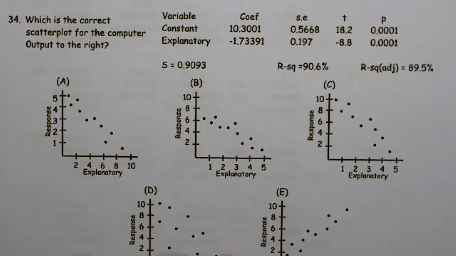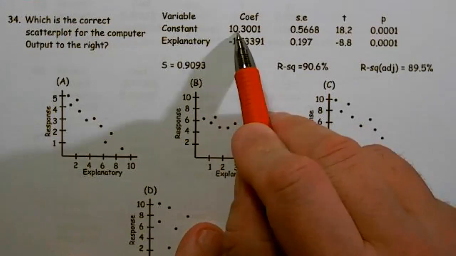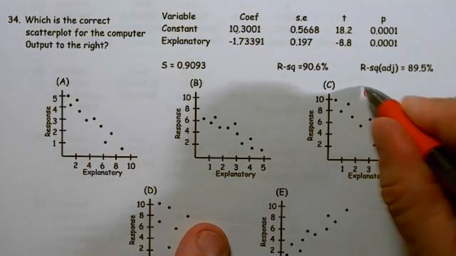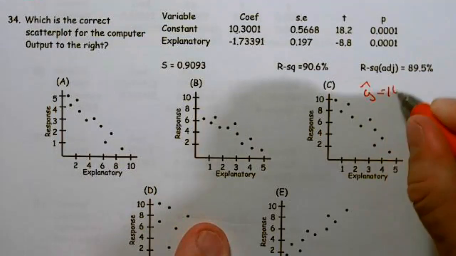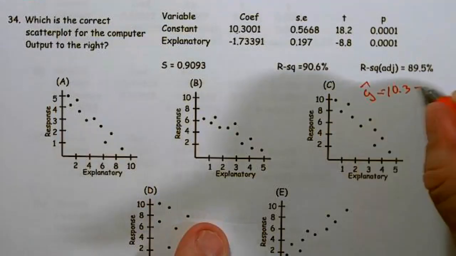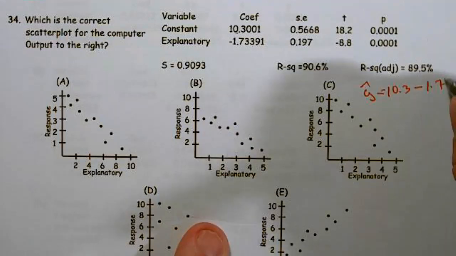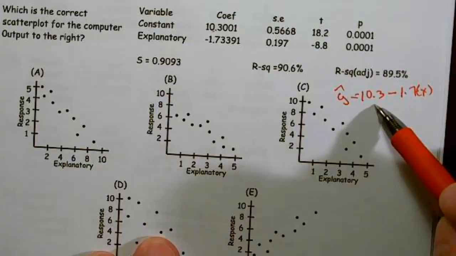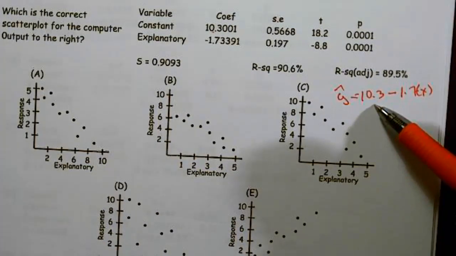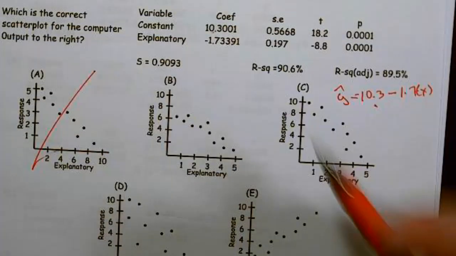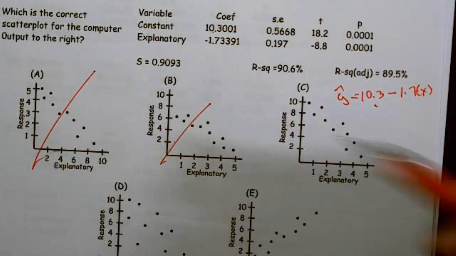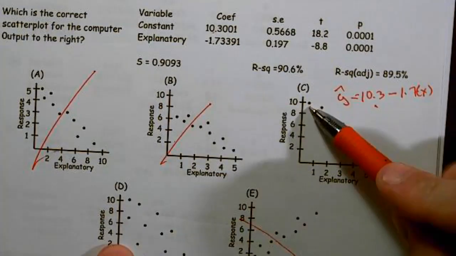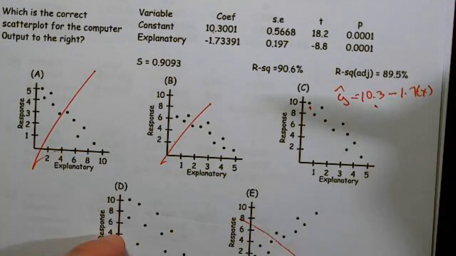All right, number 34, which is the correct scatter plot for the computer output to the right? Well, they're telling me this is my y-intercept. So my equation is going to be y hat equals 10.3 minus 1.7x. I know I rounded that off, but that's close enough. So that means I need to be starting at 10, which gets rid of this one, this one, and this one as well. So these two are starting at 10.